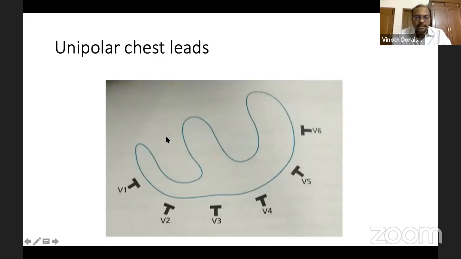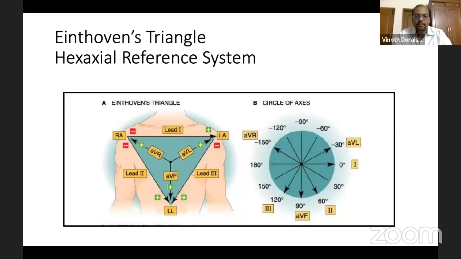So the unipolar chest leads, which parts do they cover? V1 and V2 are mainly the anterior surface and the right surface of the heart. V3 and V4 are the anteroseptal portion, and V5 and V6 are on the lateral surface of the left ventricle. So it's important to know the position of the leads when you're looking at the ECG.